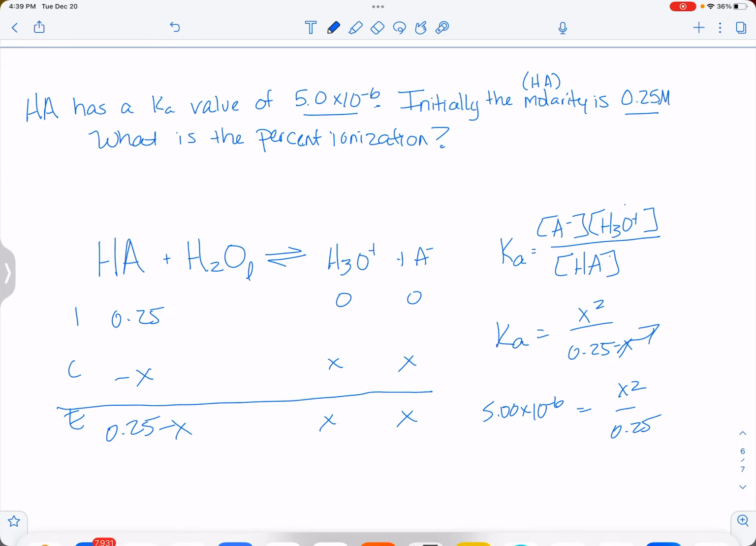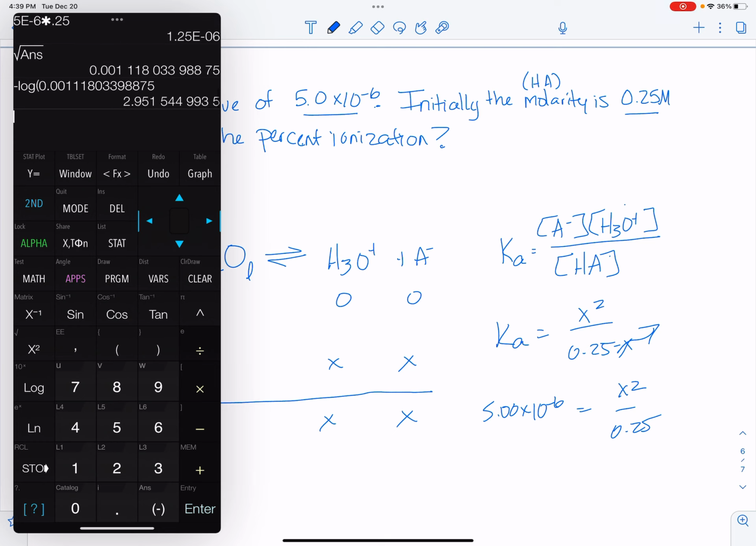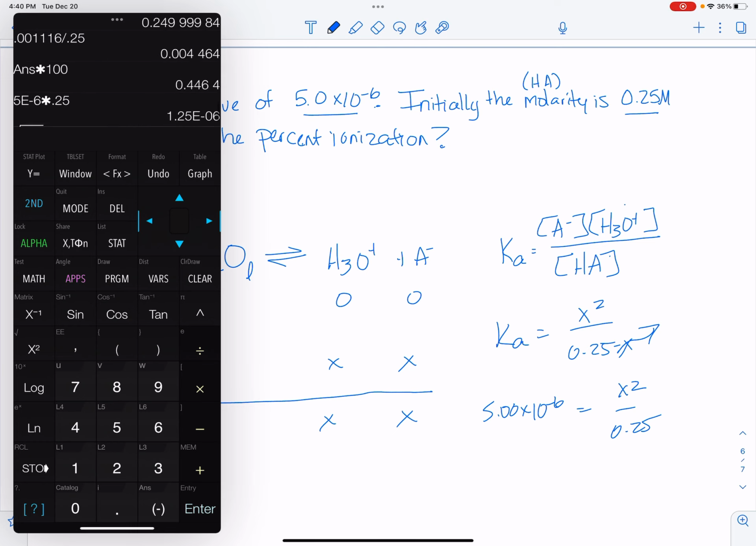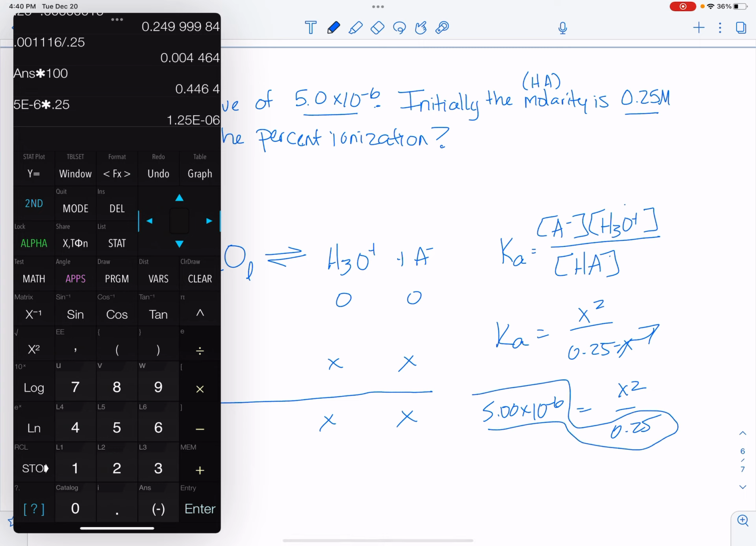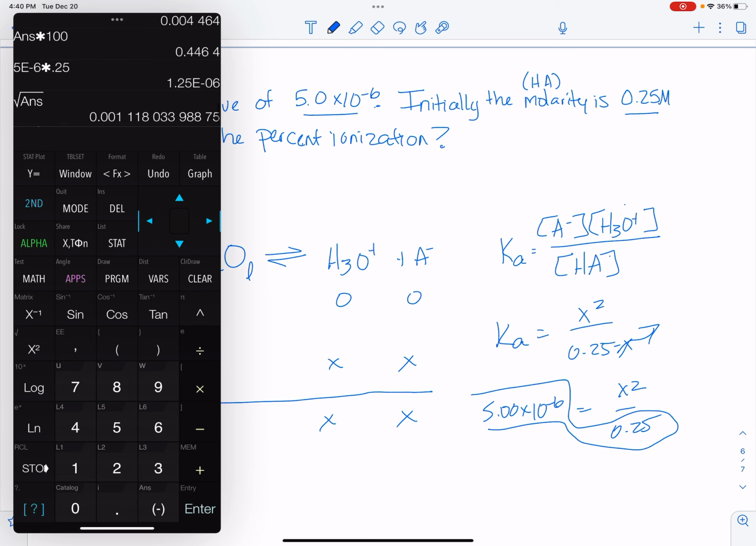And this is actually the math that was worked out. I'm just showing you again. So x squared, it's right there. That number times this number is that 1.25 times 10 to the minus 6th. And then here is the square root of it. And so you get that number right there. So that's what x is, 0.001118.